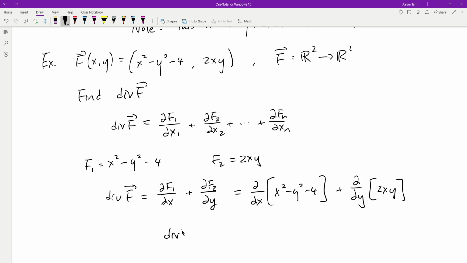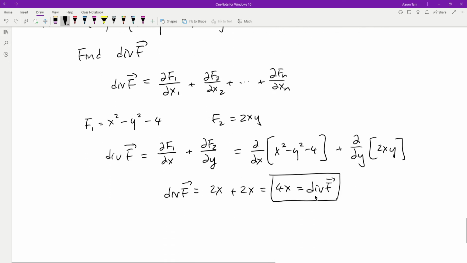That should be pretty simple. If I take the derivative of x squared minus y squared minus 4 with respect to x, what I get is 2x. Plus, the derivative with respect to y of 2xy is 2x also, and therefore it becomes 4x. So it seems that the divergence of F is the function 4x. Notice it's not actually dependent on the y value. That is quite interesting.